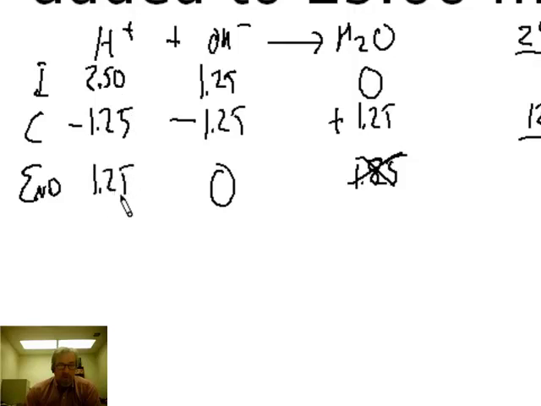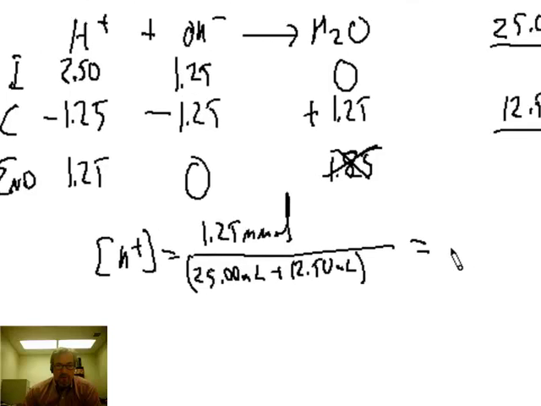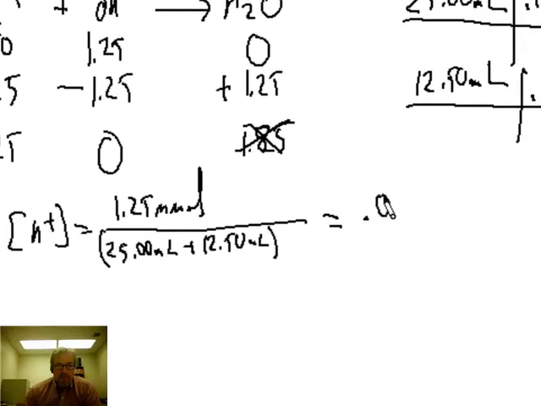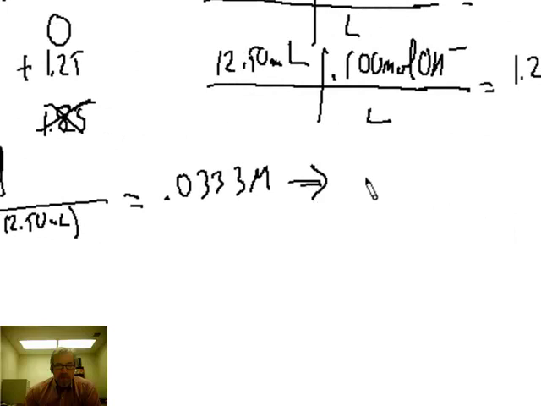So the concentration of H plus now is equal to 1.25 millimoles divided by the total volume. Well, the volume before we began the titration was 25 milliliters, and then we added to it 12.5 milliliters. So we can find our H plus concentration by doing this division problem, and it's 0.0333 moles per liter. Take the base 10 logarithm of that and take its opposite, and you find your pH, and it's equal to 1.48.